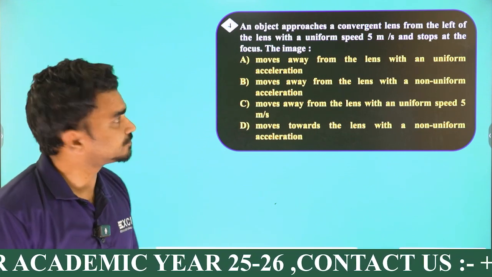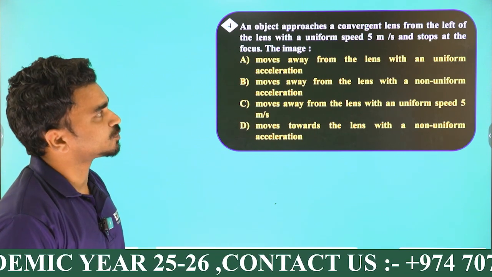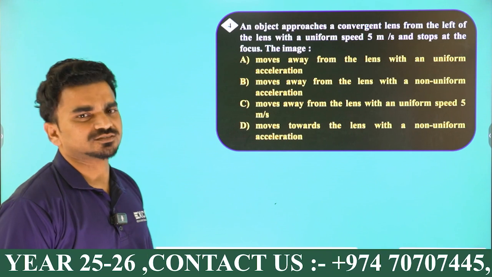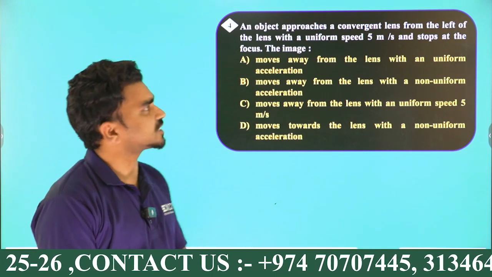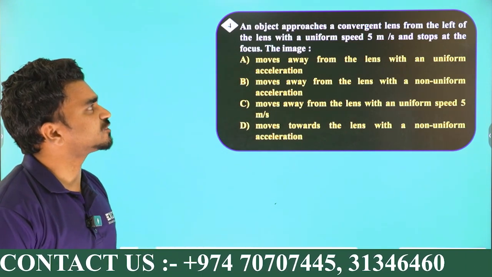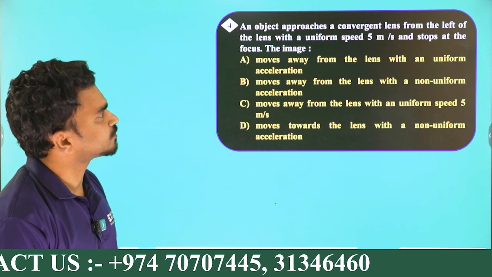Can you read this one? An object approaches a convergent lens, which is called a convex lens, from the left of the lens, okay?